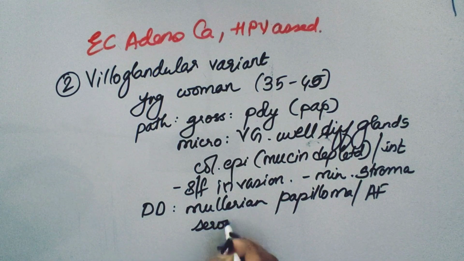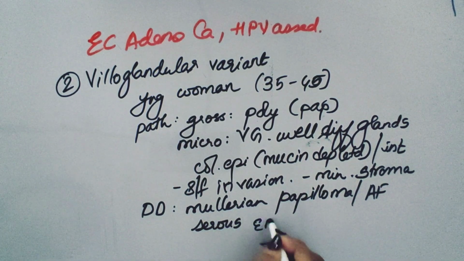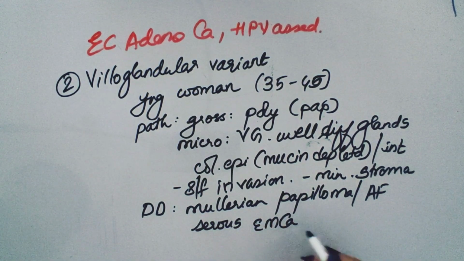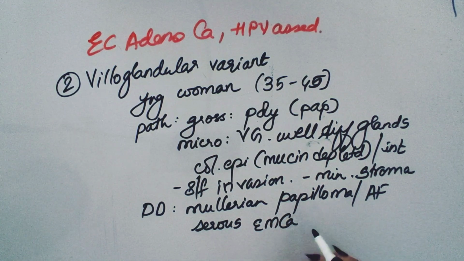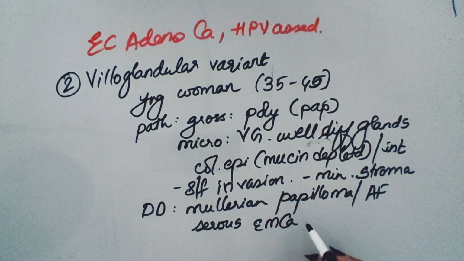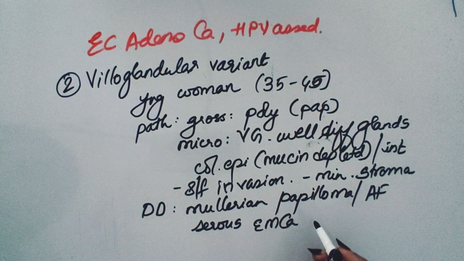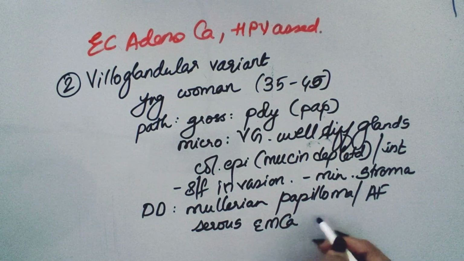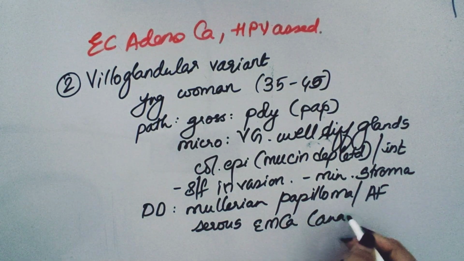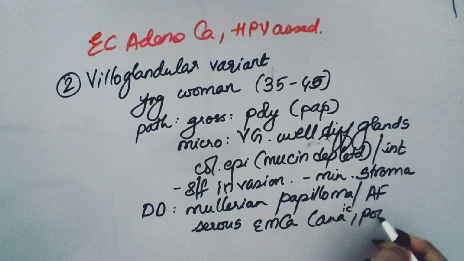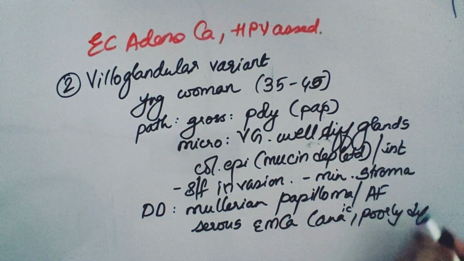And obviously the serous endometrial carcinoma, because that also has a villoglandular look, so this can be a differential diagnosis, but then it will be more anaplastic and it will be poorly differentiated. But here the tumor is well differentiated.